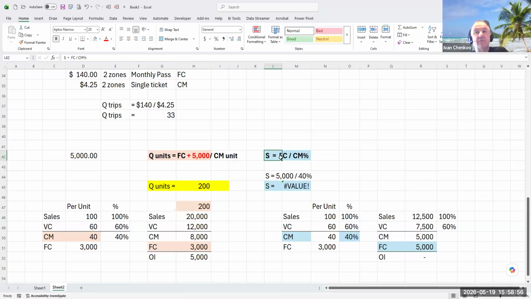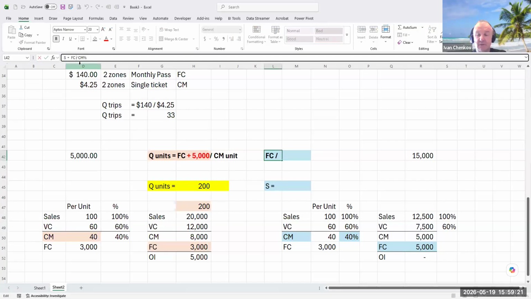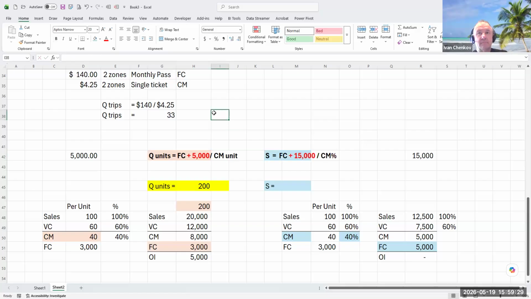Same thing is applicable to the sales formula. Let's say I want my operating income to be $15,000. I want that $15,000. So how much should be my sales? Well, again, what I have to do is to add that $15,000 in my equation and run the calculation again. Once I add the $15,000, I have to run the calculation again.